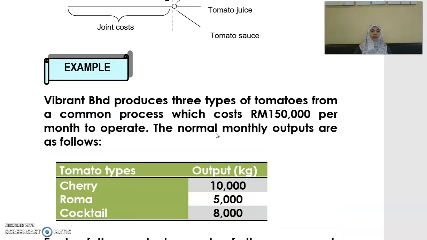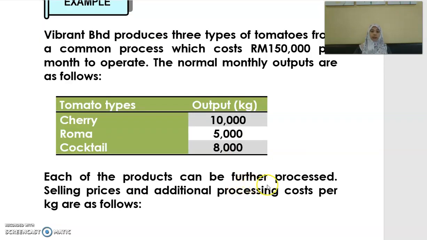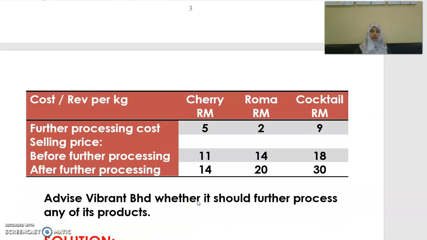Take for example, Vibrant Berhad produces 3 types of tomatoes from a common process which costs 150,000 per month to operate. The normal monthly outputs are as follows. You have 3 types of tomatoes: cherry, Roma, and cocktail. These are the outputs in kilograms. Each of the products can be further processed. The selling prices and additional processing costs per kilogram are as follows. You want to decide whether to further process or not. The further processing cost for cherry is 5, Roma is 2, and cocktail is 9 ringgit per kilo.